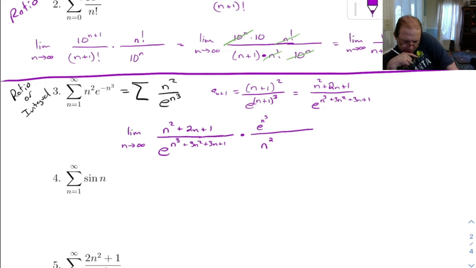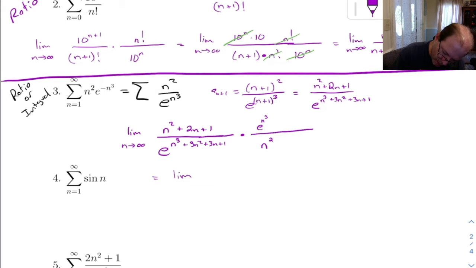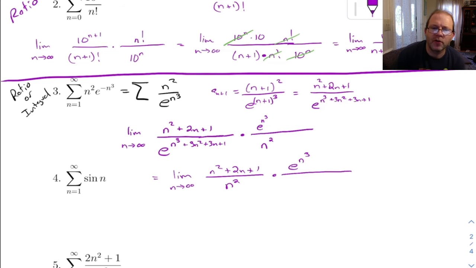And let's see, can we do anything with this? I think we can. Let's rearrange this stuff. As n goes to infinity, you've got n squared plus 2n plus 1 over n squared. And then the other term is going to be e to the n cubed. I should be careful, that's not a term. It's multiplied by this, so these things are factors.